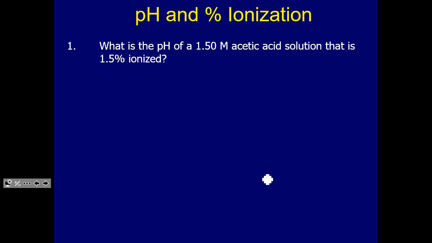So we've got that percent ionization. It's asking for the pH, but what it really is asking for is the H3O plus. If I'm looking for the pH, I need the H3O plus so I can take the negative log of it.